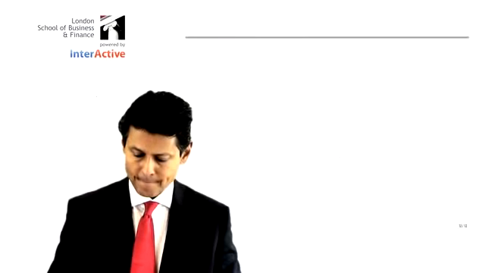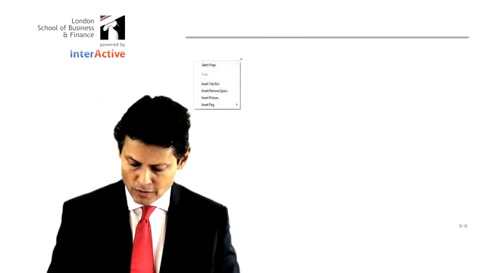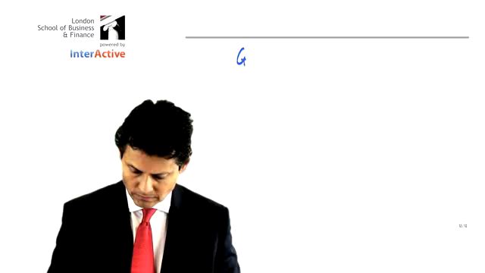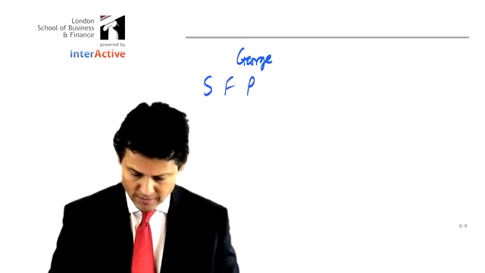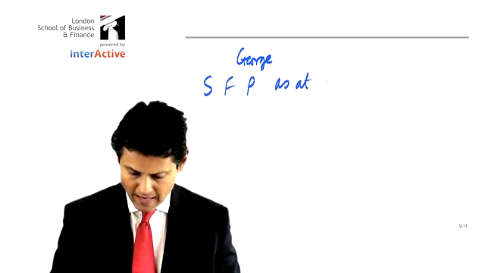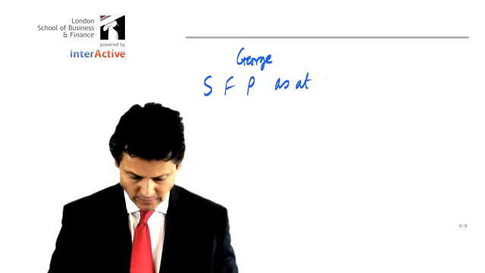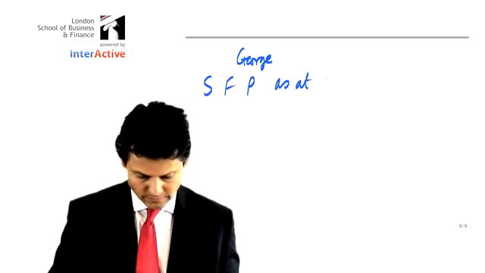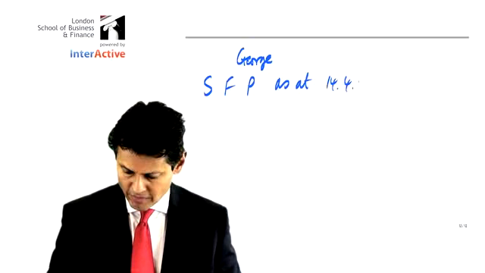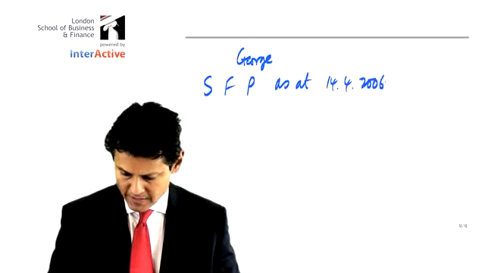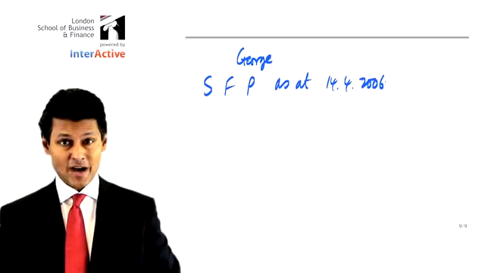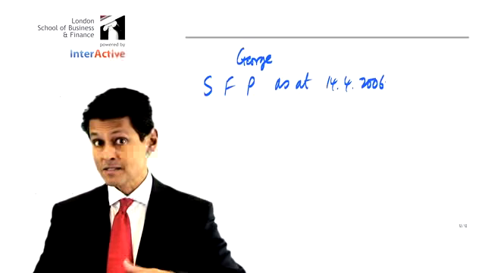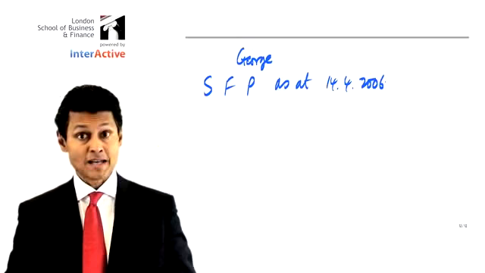Here we are. George. Statement of financial position as at the 14th of April 2006. Always describe the statement of financial position as at as a financial photograph, whereas an income statement spans 2 weeks, 12 months, whatever it might be.